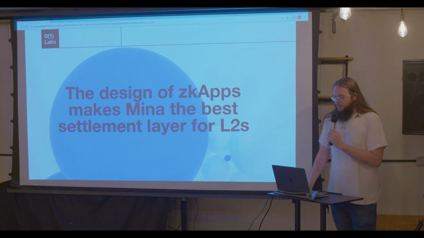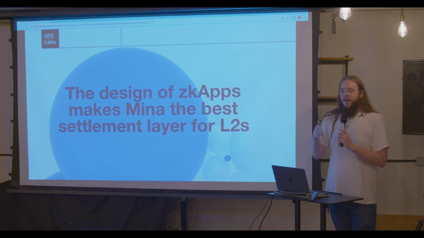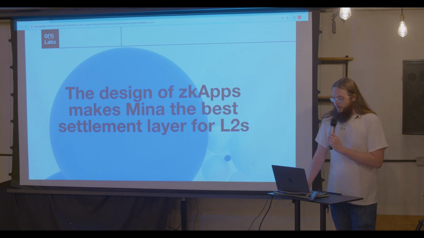And so L2s are free to operate completely off-chain as they see fit, and then settle to Mina at a later date. This allows L2s to sequence both off-chain and on-chain. So they can use on-chain sequencing of actions and then process those off-chain, or they can completely sequence off-chain. So it gives a lot of flexibility to how L2s operate on Mina.